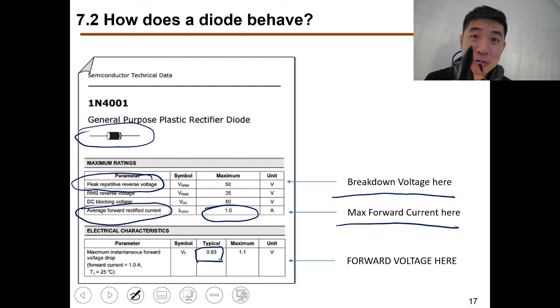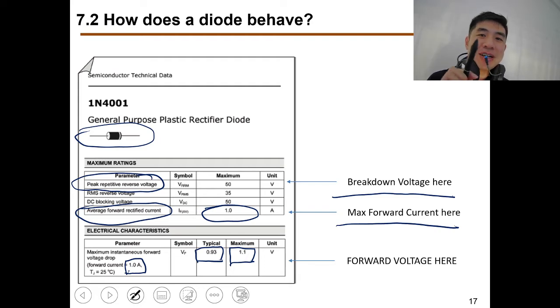So just now you saw the forward voltage was 0.7. 0.7 is the average. There are some diodes that work at 0.5 volt also. So average 0.7, this one is 0.93, but maximum is 1.1. Sometimes the manufacturer has some defect, then it can go up to 1.1 or so, some plus minus a bit. But maximum is 1.1, the forward voltage. Then you see here, it also says that forward current is 1.0 amp.